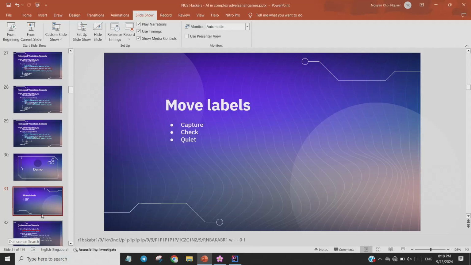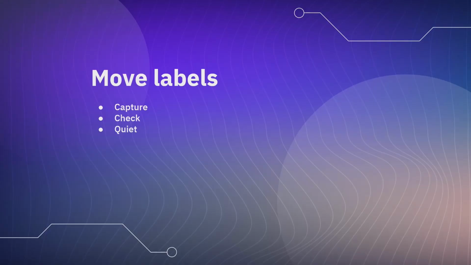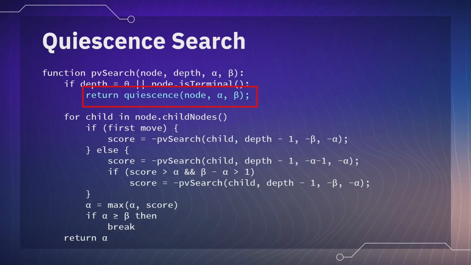Okay, with this move label, let me move on to the next technique called quiescent search. Remember, this is the code that we have derived so far from principal variation search. When depth is equal to 0 or when the node is terminal, previously what we did was just do a heuristic evaluation.